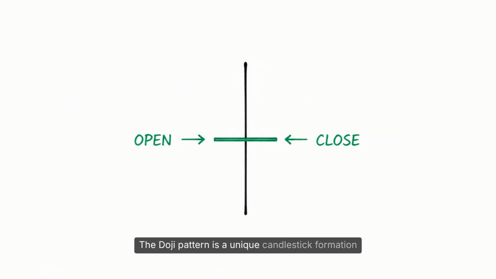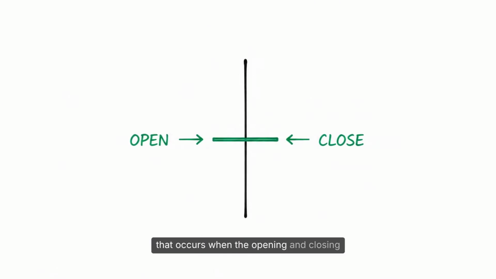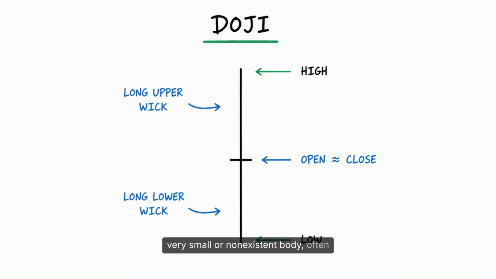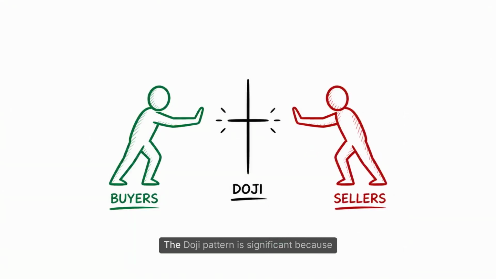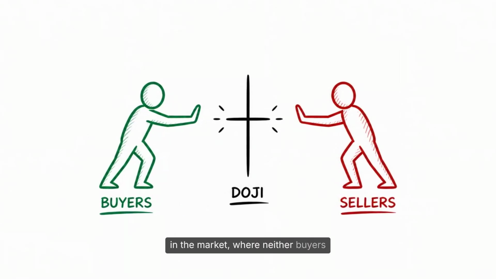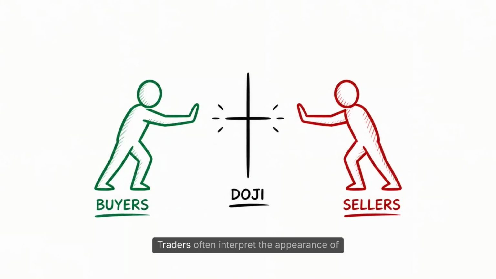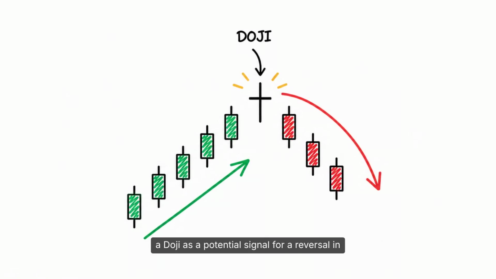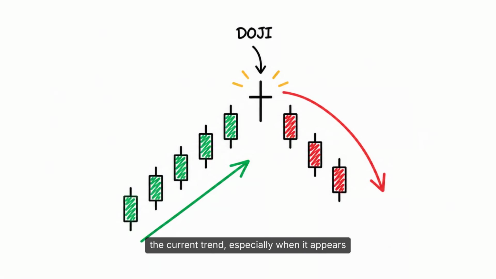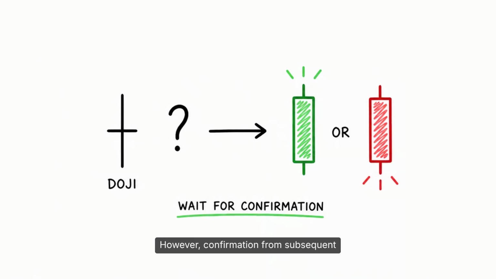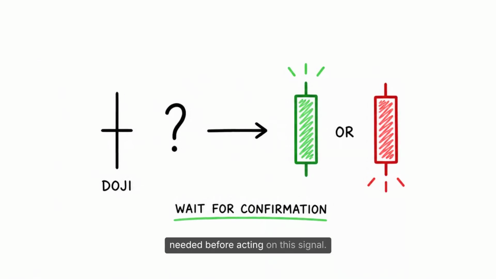The doji pattern is a unique candlestick formation that occurs when the opening and closing prices of an asset are nearly identical. This results in a candle with a very small or non-existent body, often accompanied by longer wicks. The doji pattern is significant because it reflects a moment of indecision in the market, where neither buyers nor sellers have gained control. Traders often interpret the appearance of a doji as a potential signal for a reversal in the current trend, especially when it appears after a strong upward or downward movement. However, confirmation from subsequent price action is typically needed before acting on this signal.